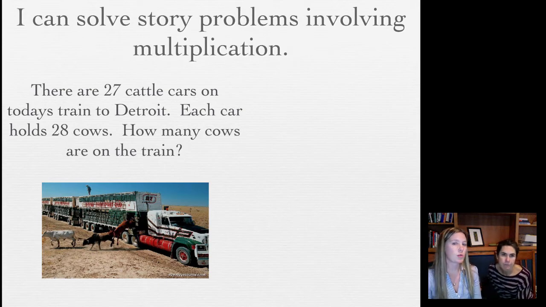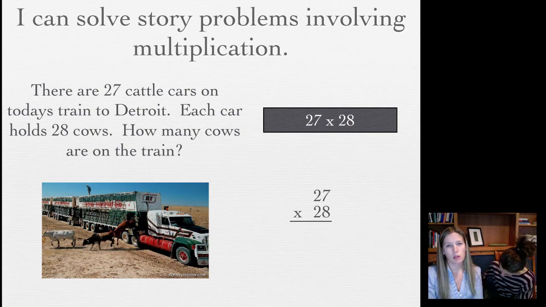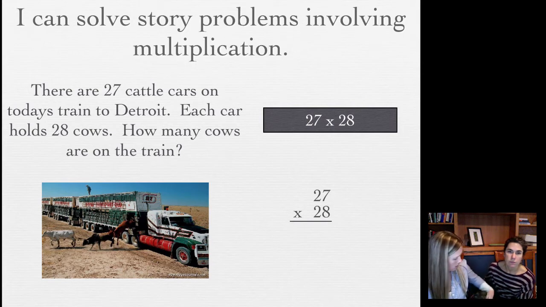So there are 27 cattle cars on today's train to Detroit. Each car holds 28 cows. How many cows are on the train? So in this one, we would multiply 27 times 28. And we're going to go through the shortcut method, but again, if you want to use the rectangle sections or rectangle rows, you can use whichever method you prefer.